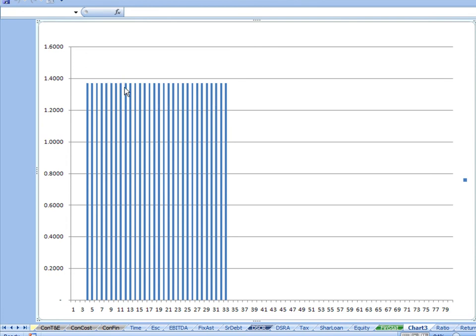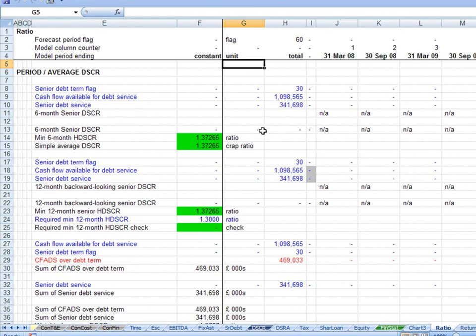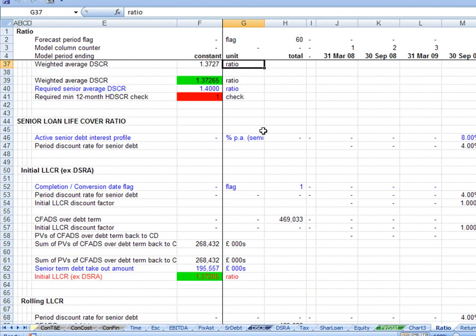You won't get that typical rising profile that many of you are accustomed to seeing with loan life cover ratio lines, because this is excluding the DSRA balance in the numerator, which would be the normal reporting of an LLCR. Okay, but it otherwise emphasizes the point of comparability to the periodic and average and minimum and all the other ratios that we looked at. So it's pretty clear we've gotten the job done. We have all of these ratios the same.